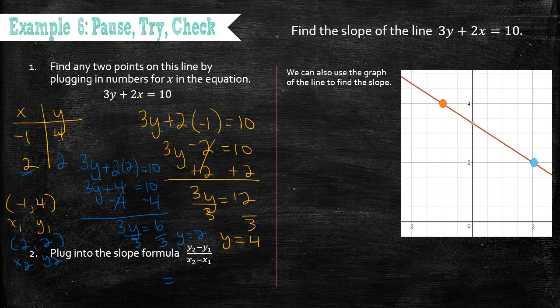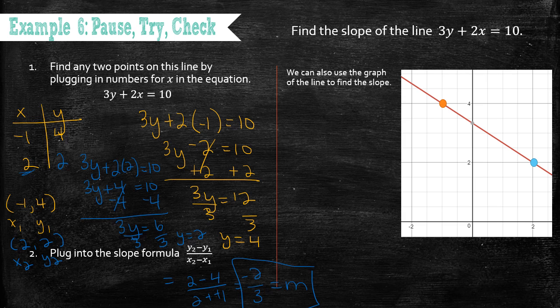And now I can plug those values into my slope formula. So I've got my y2 is 2, and my y1 is 4, and then my x2 is 2, and my x1 is -1. So make sure you use that double negative there because that's going to turn into a positive. So I'm going to have 2 minus 4 is -2, and then 2 plus 1 is 3. So my slope is -2 over 3.